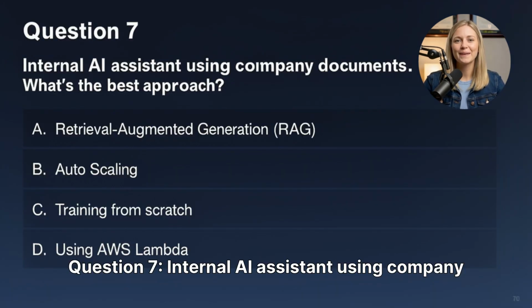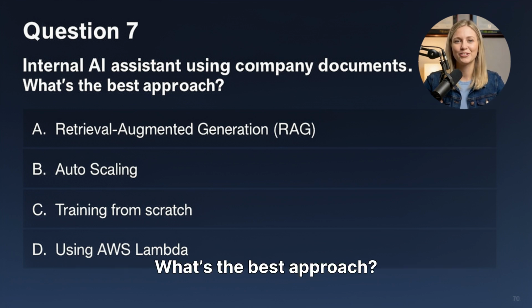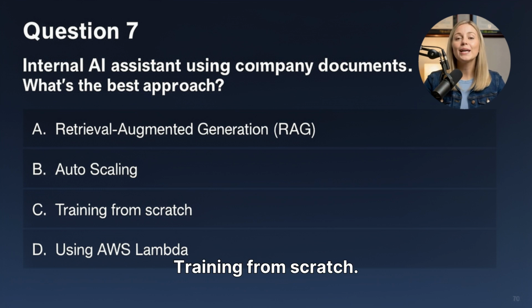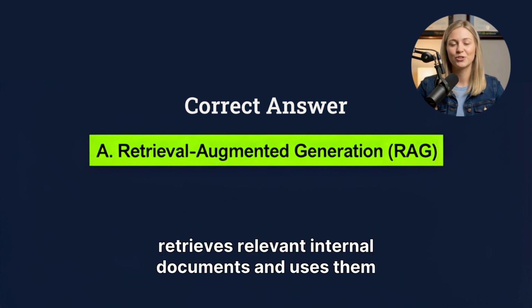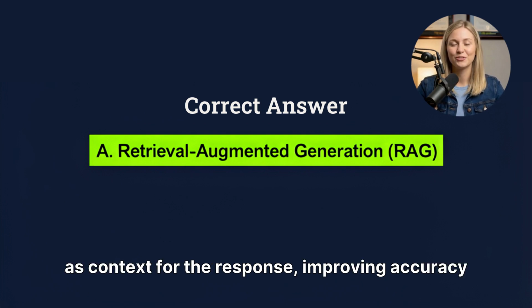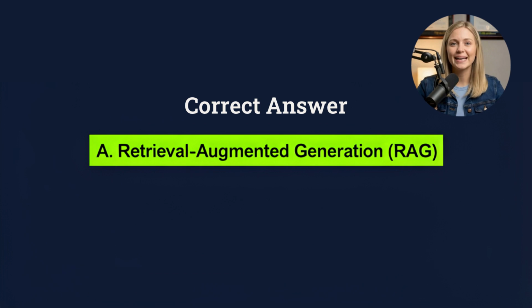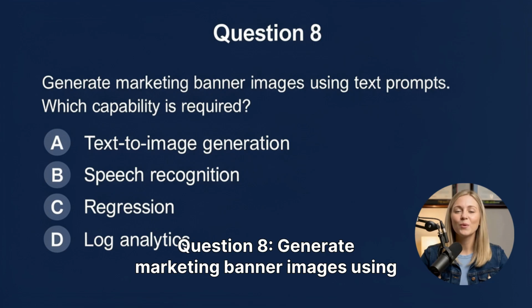Question 7. Internal AI assistant using company documents. What's the best approach? A. Use RAG. B. Use autoscaling. C. Training from scratch. D. Use AWS Lambda. Correct answer, A. RAG is the best approach because it retrieves relevant internal documents and uses them as context for the response, improving accuracy and reducing hallucinations.